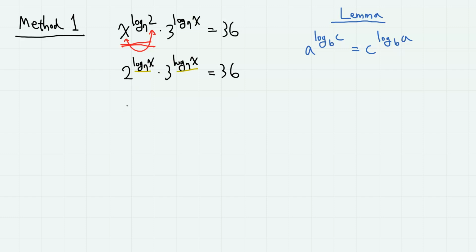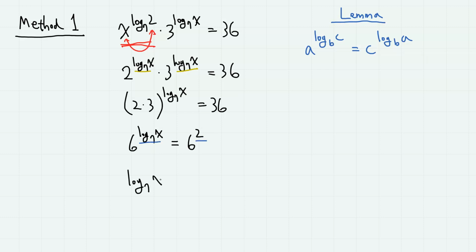So by the power rule, we can write 2 times 3 to the power of log base 7 of x equals 36. So we have 6 to the power of log base 7 of x equals, and 36 is 6 squared. Therefore, by equating the exponents, we have log base 7 of x equals 2. Therefore, we have x equals 49. And this is our answer.